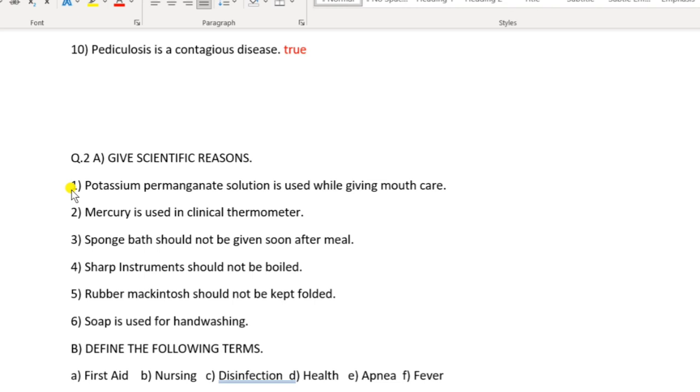Next, why is mercury used in a clinical thermometer? Mercury is a liquid metal with a silvery appearance. It is very sensitive to small changes in temperature. The expansion of the mercury is uniform. The mercury is easily visible. Therefore, mercury is used in a clinical thermometer.